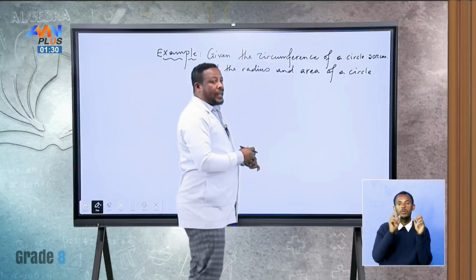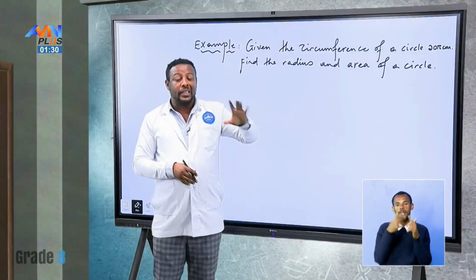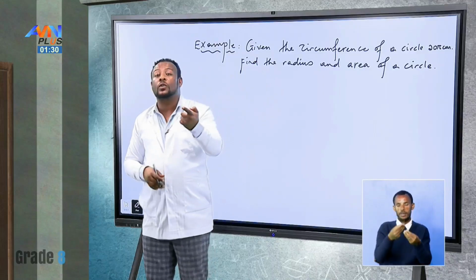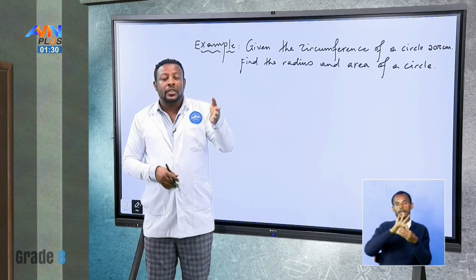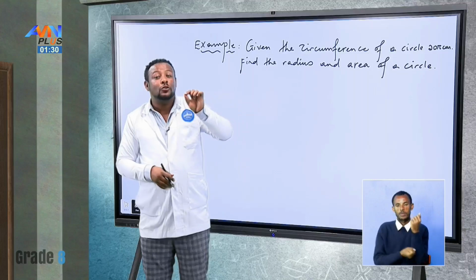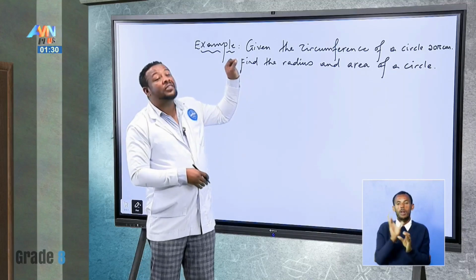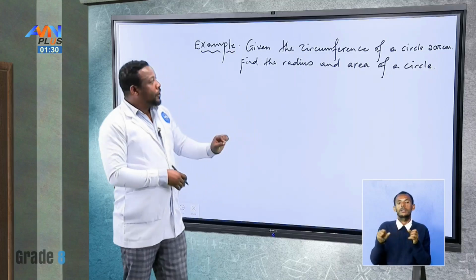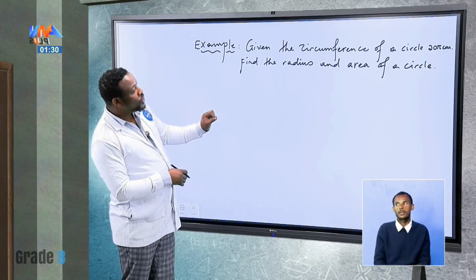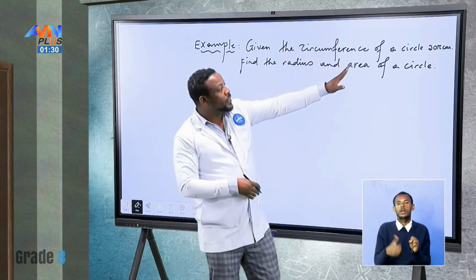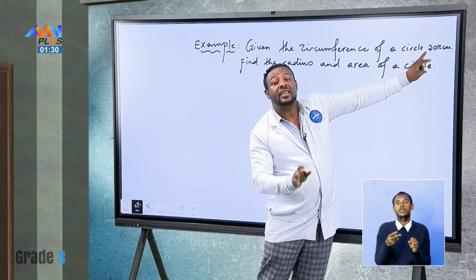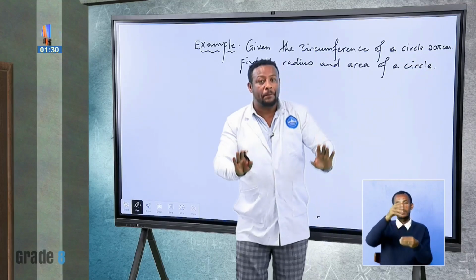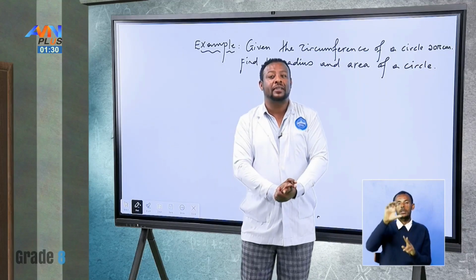Okay, now in the second example, what is given? The circumference of a circle is given. So based on this, you are asked to calculate the radius and area of a circle. As you can see, the circumference is given as 20 pi centimeter, right?